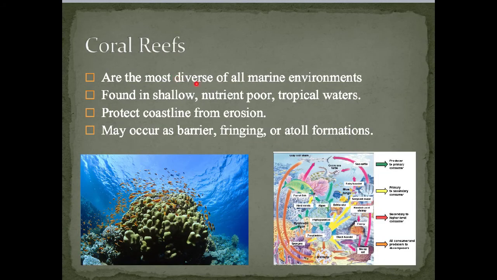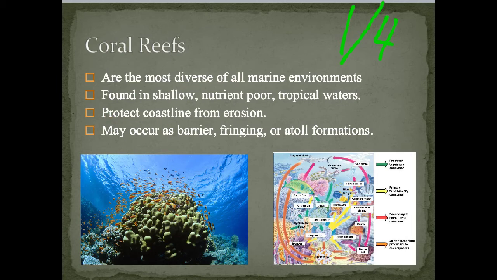And then coral reefs, which are the most diverse of all marine ecosystems. 1 out of every 4 marine organisms live on a coral reef, found in shallow, nutrient-poor tropical waters. Isn't that funny that this nutrient-poor area, like tropical rainforests and coral reefs, has such a diverse area.